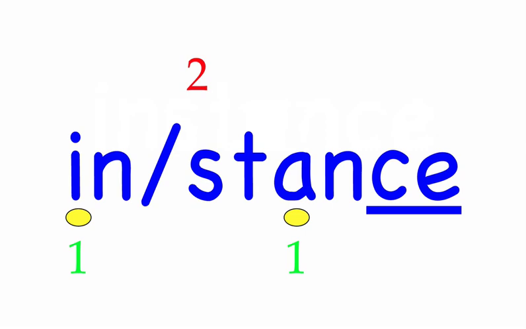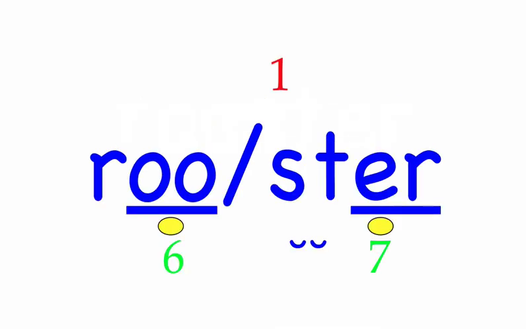Rooster. Rooster. The rooster woke me up this morning. Rooster. 2 syllables. First syllable, roo, 2 sounds. R, oo. Stir, 3 sounds. S, t, er. Rooster. Mark the word. Rooster. ST is a blend. We mark it with half circles under the S and T.